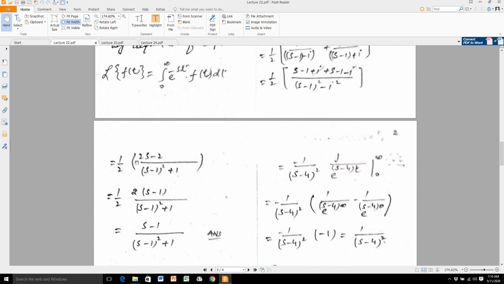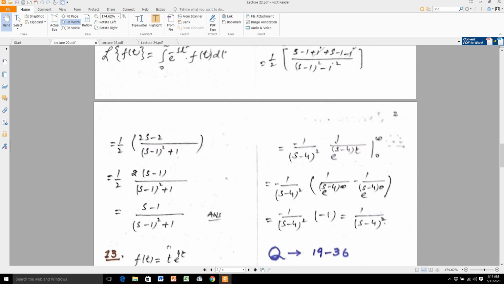On simplification, we get 1 over 2 into 2s minus 2 over s minus 1 whole square plus 1. When I take 2 common, that 2 cancels with this 2, and our required answer is s minus 1 over s minus 1 whole square plus iota. This is also called our first type of transformation. And when we move further in our topics, then we see such types of applications in Laplace.